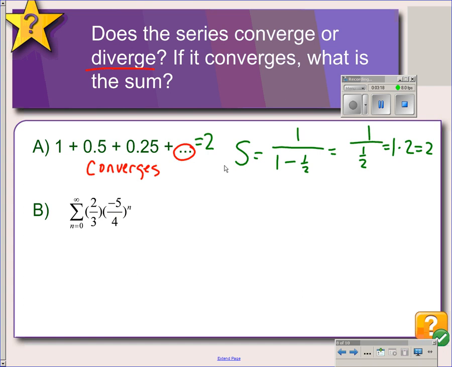Okay, in example B, using summation notation, we can also see that this is an infinite series because above the summation sign we have an infinity symbol. And to determine if it converges, we have to look for our r value. In our formula, this first term is a sub 1, and the second term is r. Since r, 5/4, is greater than 1, the absolute value of r is greater than 1, this series does not converge. In other words, it diverges. Since it diverges, it does not have a finite sum.